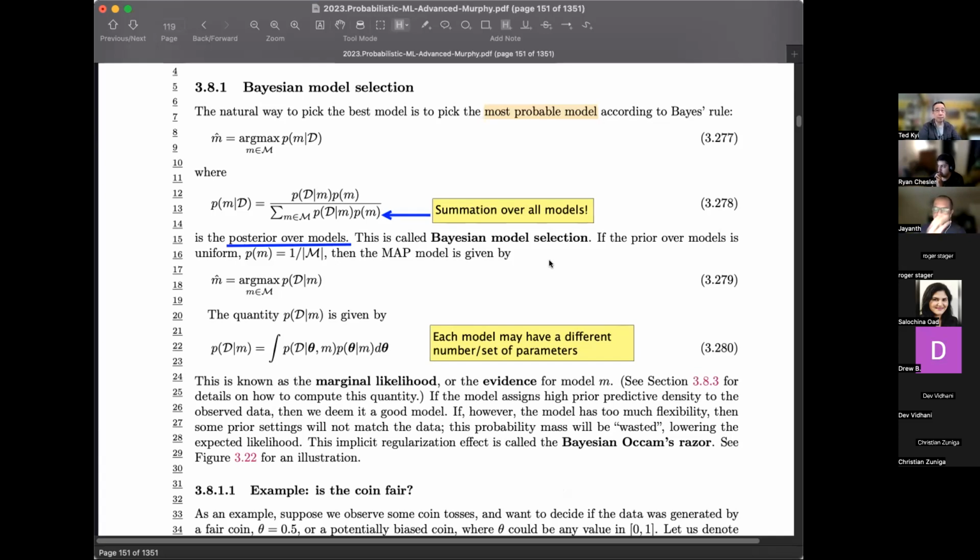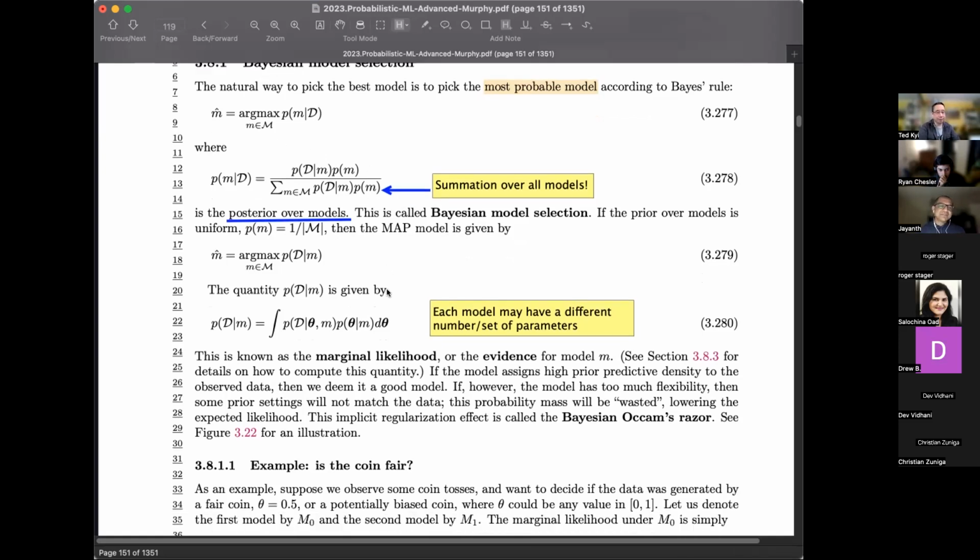I just want to also point out that M can be any model. You can be comparing linear to logistic to quadratic to a neural network to SVMs to whatever you can think of. You can throw all of it in the soup and try to apply this equation.